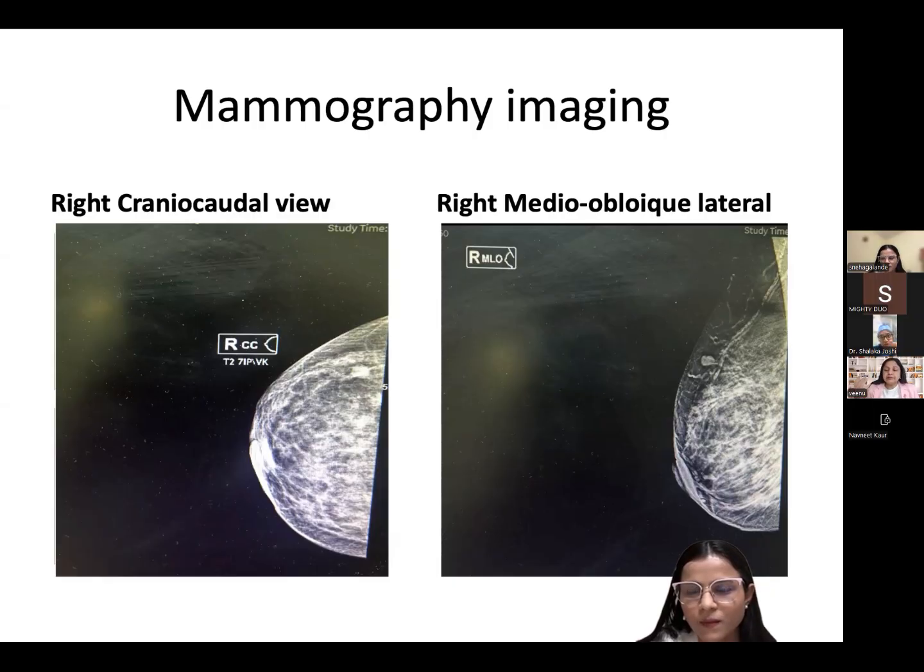Yeah, no, MRI after the mammo. What I meant to ask was, first, after the mammo, when you don't see calcifications, would you want to do an MRI or not?